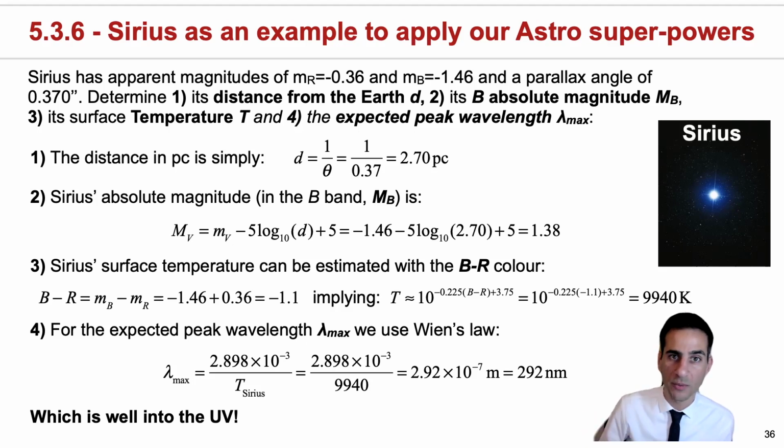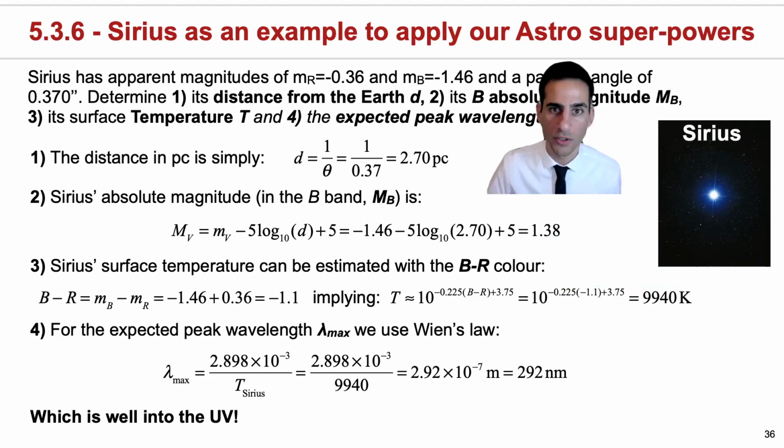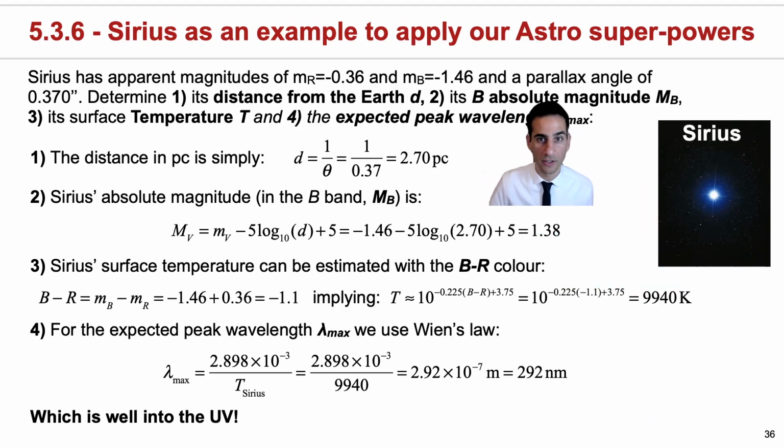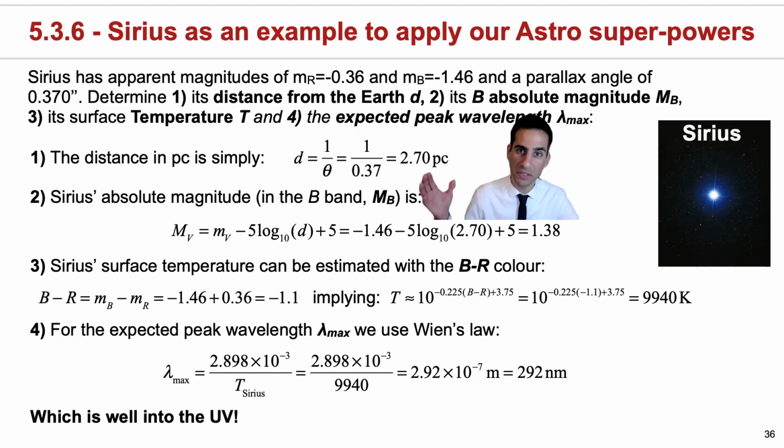And with the tools that we already covered, we'll be able to determine the distance from the Earth, the B absolute magnitude, MB, the surface temperature of the star, and the expected peak wavelength. How do you do that? We can start with number 1, which is the distance from the Earth to Sirius. This is very easy. We covered this in section 2. The only thing you have to do, because you already have a parallax angle, is to do 1 over the parallax angle in arcsecond, and you get the distance in parsec.